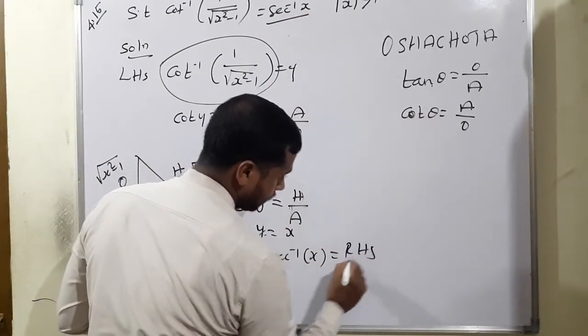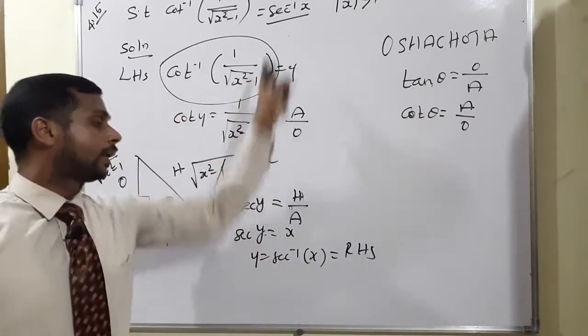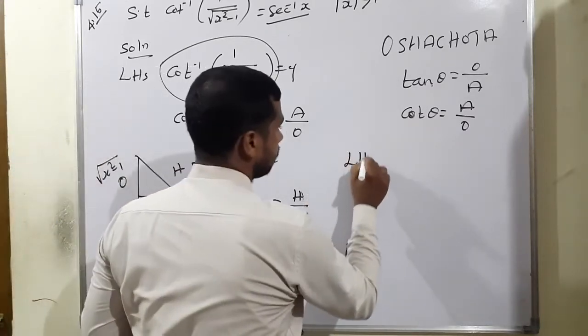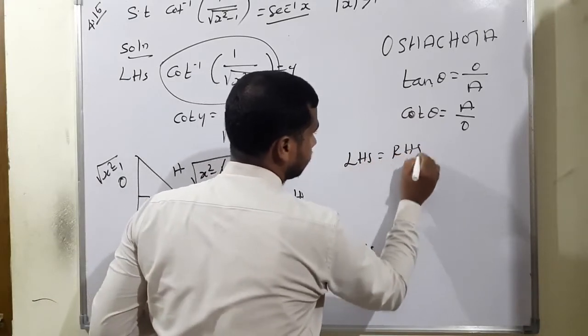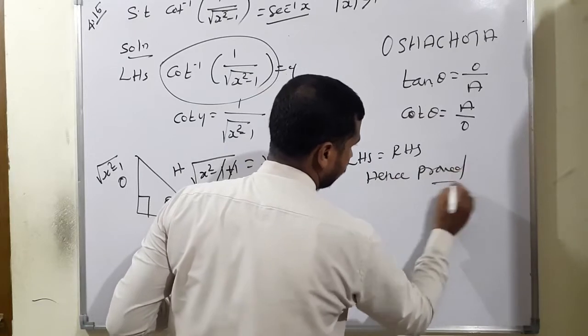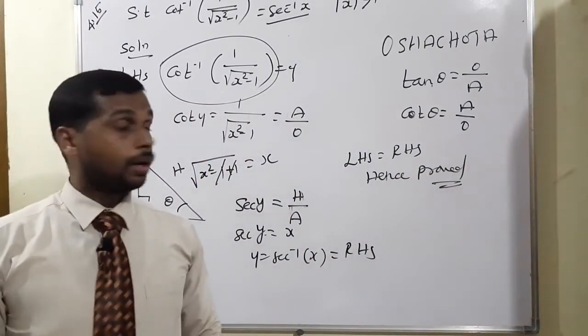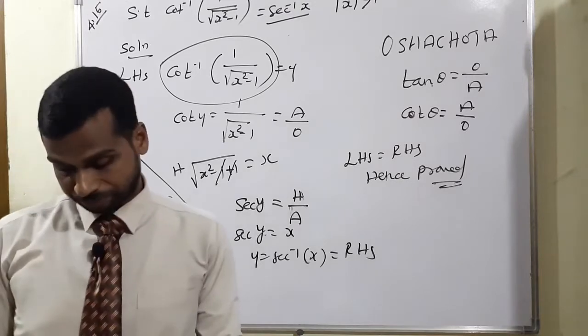This is called RHS. Starting with LHS, we have to prove we get the same value as RHS. Therefore, we can write LHS is equal to RHS, hence proved. This is one of the important questions, true or 3 mark. I will continue with the next example.